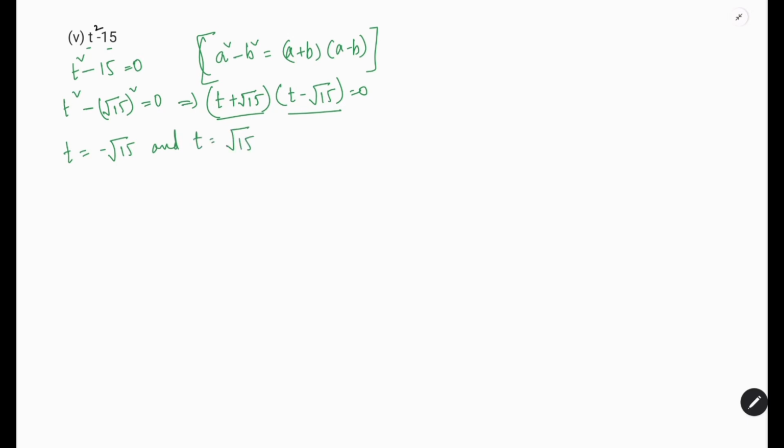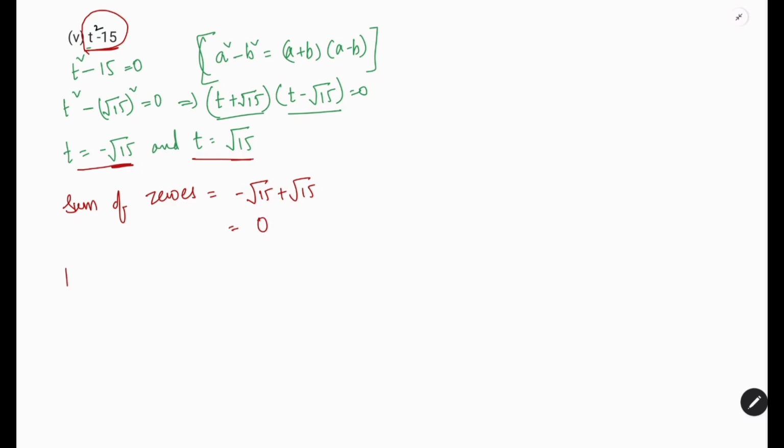These two are the zeros, for which when these values are substituted in this polynomial, the value of the polynomial will be 0. So sum of zeros equals minus root 15 plus root 15. Minus and plus, it is 0.